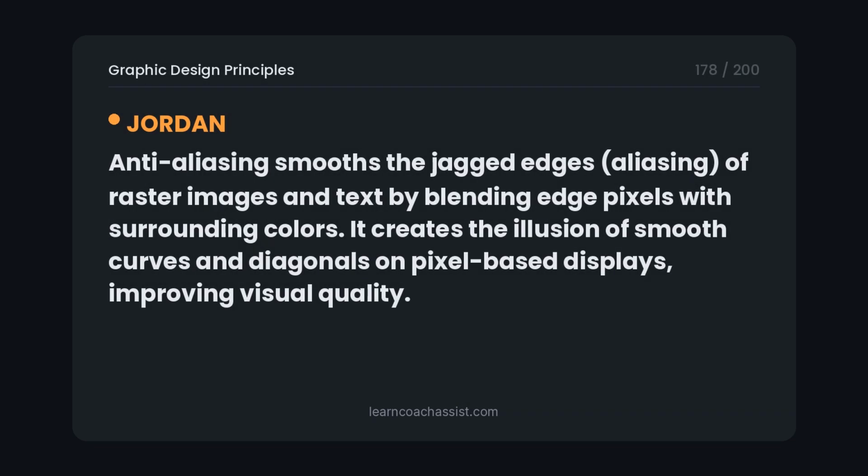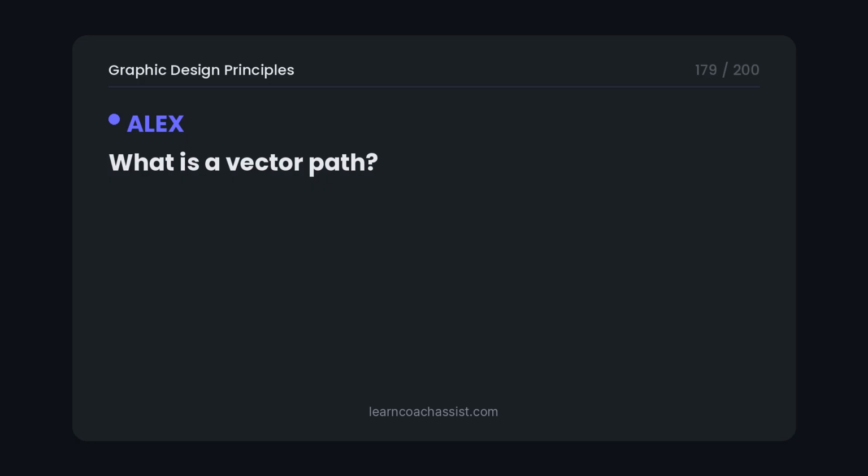Anti-aliasing smooths the jagged edges, aliasing, of raster images and text by blending edge pixels with surrounding colors. It creates the illusion of smooth curves and diagonals on pixel-based displays, improving visual quality. What is a vector path?